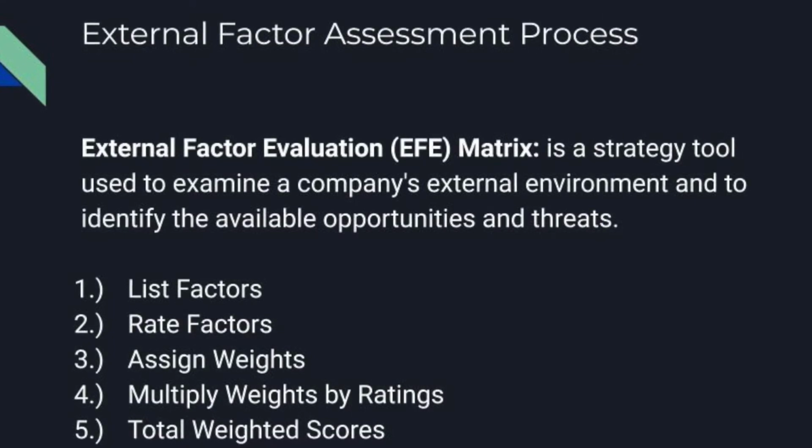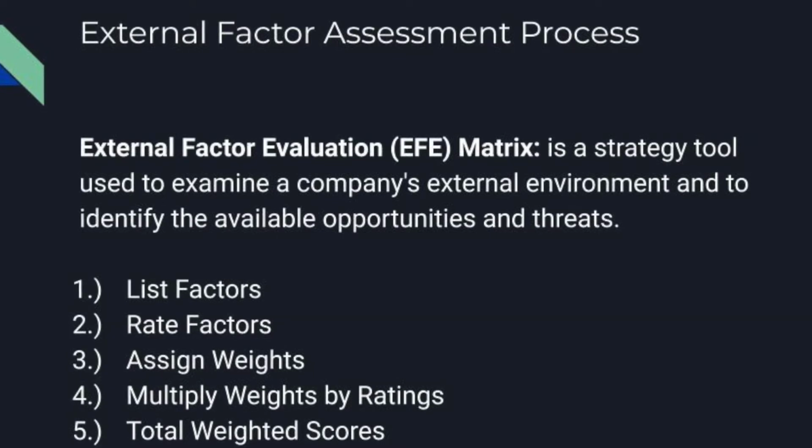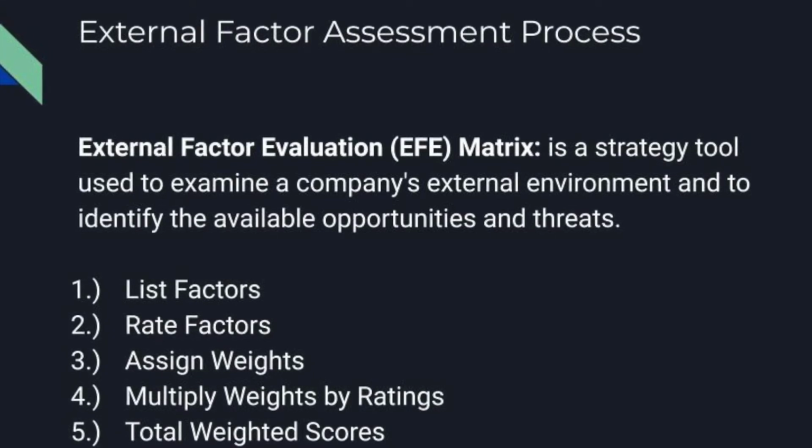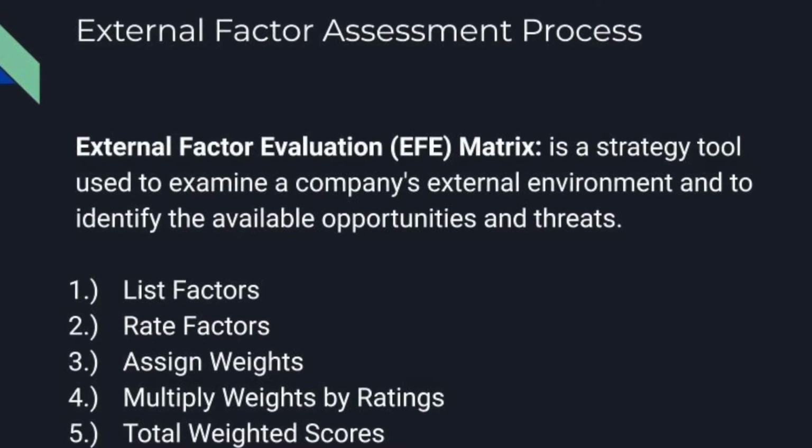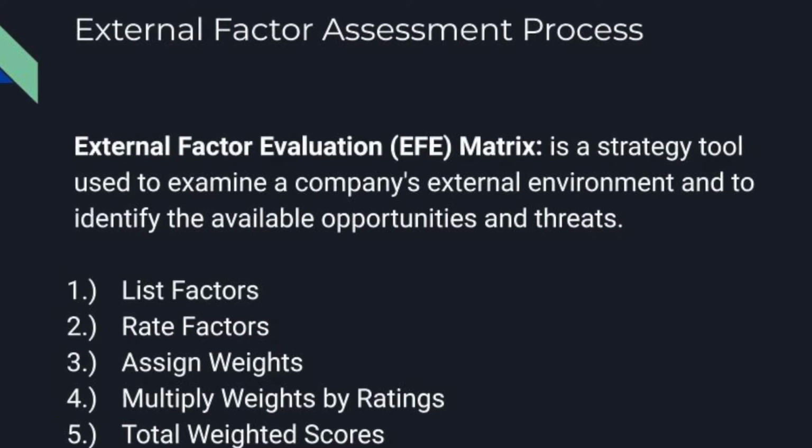The last aspect of our EFE matrix are the weights that we assign to each factor. The value of each weight should be between 0 and 1. A weight of 0 means that the factor is not important to the company, and a weight of 1 means that the factor is very influential and critical. The total value of all weights together should equal 1.